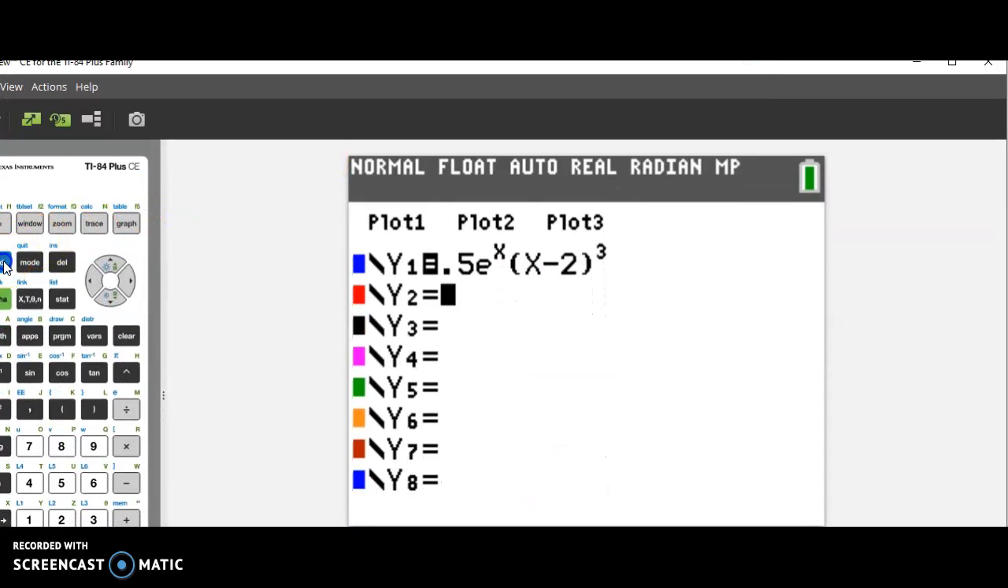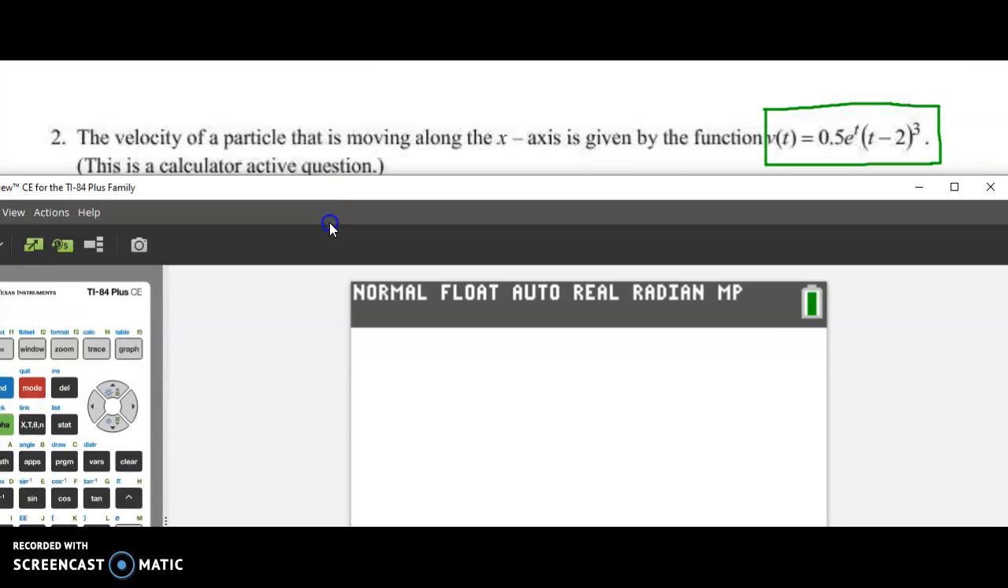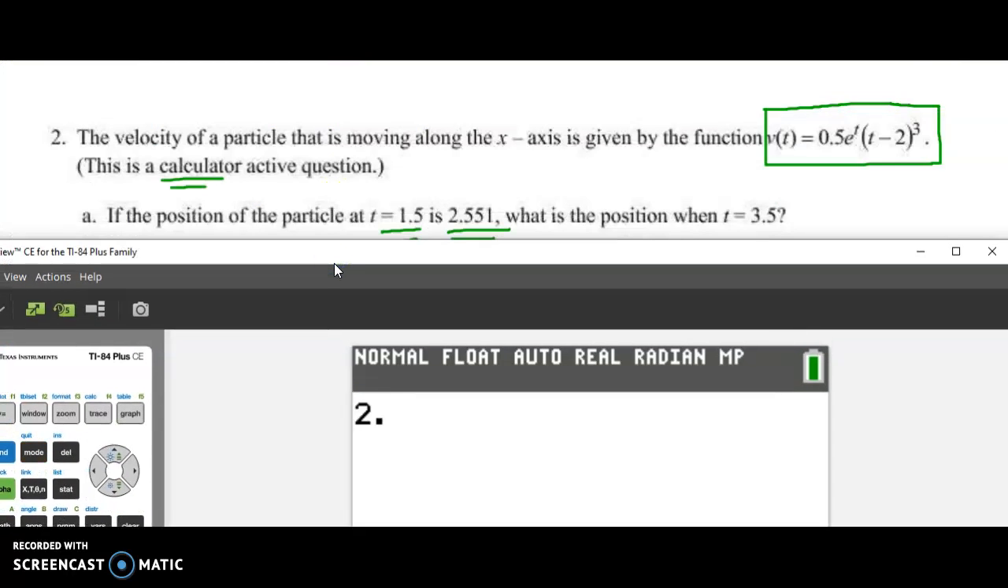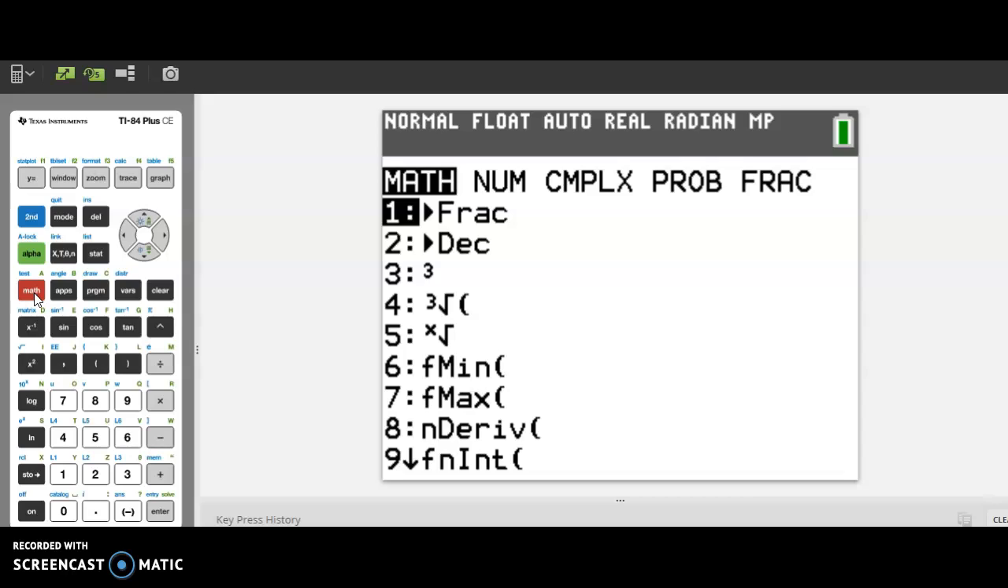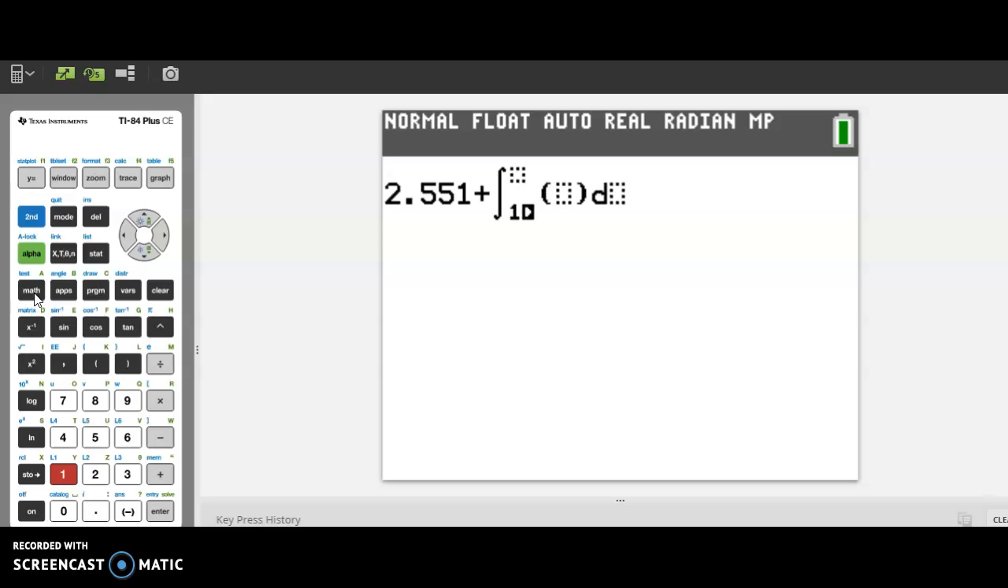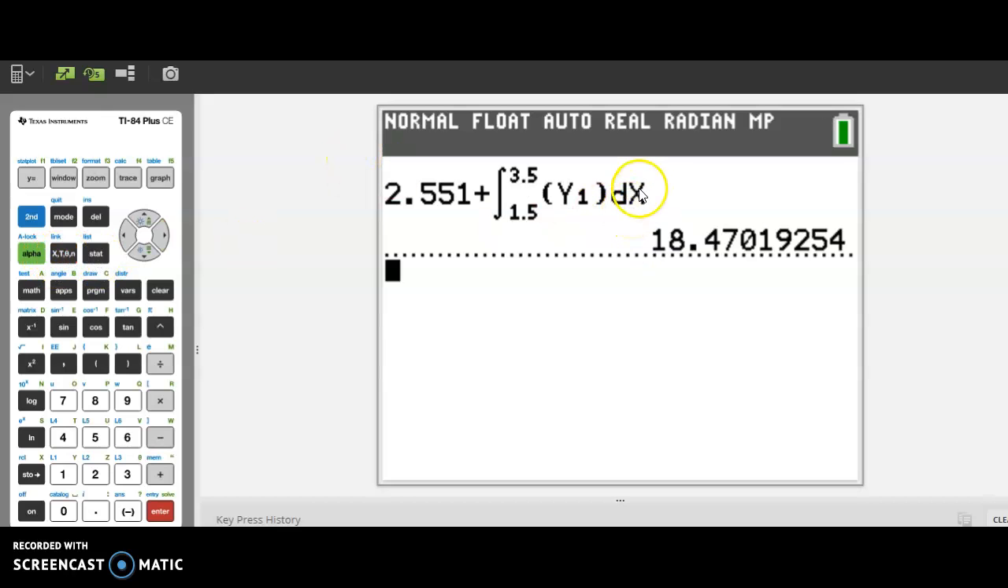So once you have that in there, just quit out of that. Go back to type out what p of 1.5 is, and then plus, under the math tool, you have the integral as the 9th option down, and 1.5 to 3.5, and then alpha trace to grab that equation in terms of x, because that was the variable we used. Hit enter, and it'll tell you the exact answer, 18.470.